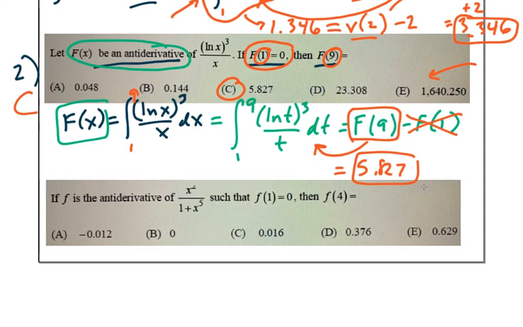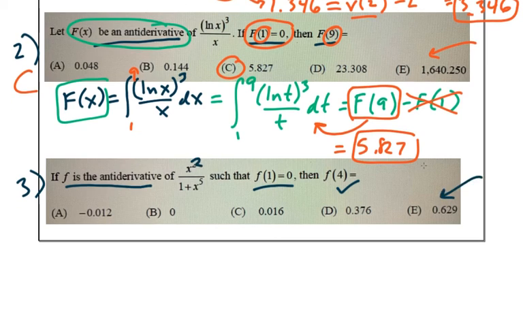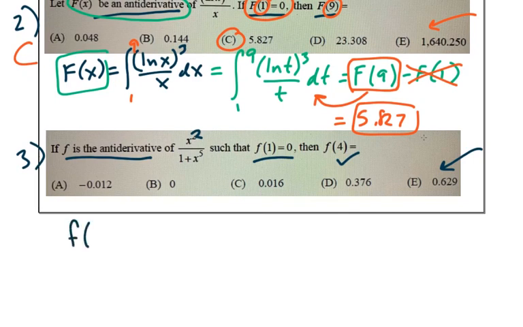Number 3. F is the antiderivative. I'm given one antiderivative value. I need to find the other one. And here's our function. I think this is an x squared on top. It's a little bit hard to see. Look at the answers. I'm thinking calculator. So we know that F is the antiderivative of x squared over 1 plus x to the 5th. Let's look at the values they give us. Plug that into my integral.